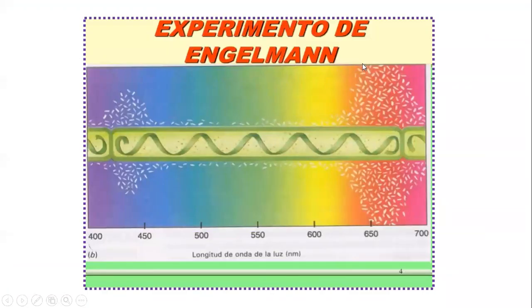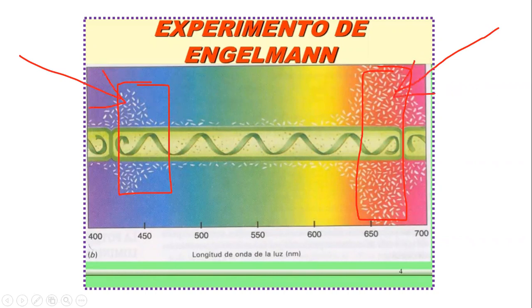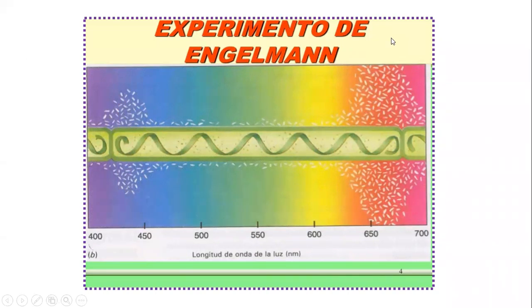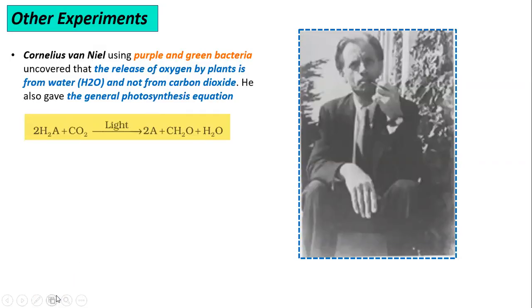This is Engelmann's experiment. This is the green algae Cladophora, looking just like Spirogyra, right? And he also poured in a suspension of aerobic bacteria. He observed the maximum accumulation of bacteria in the blue region and in the red region. So photosynthesis takes place maximally in blue light and in red light. You might be thinking it may be in the green light, or the white light, or the yellow light, but maximum oxygen evolution is actually happening in the blue region and red region. Clear? Yes.